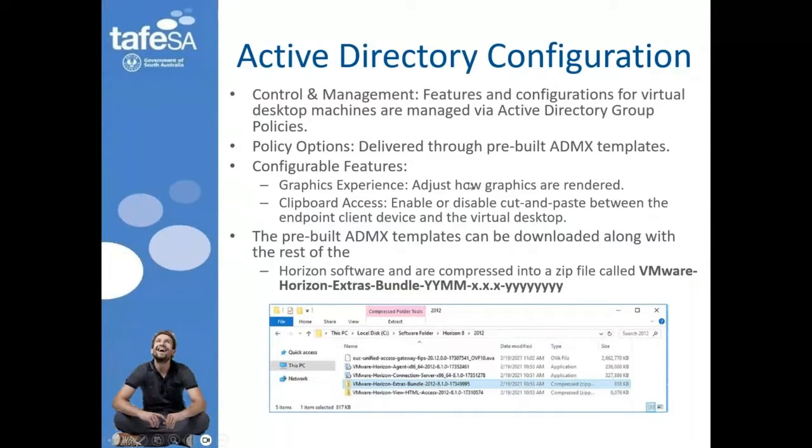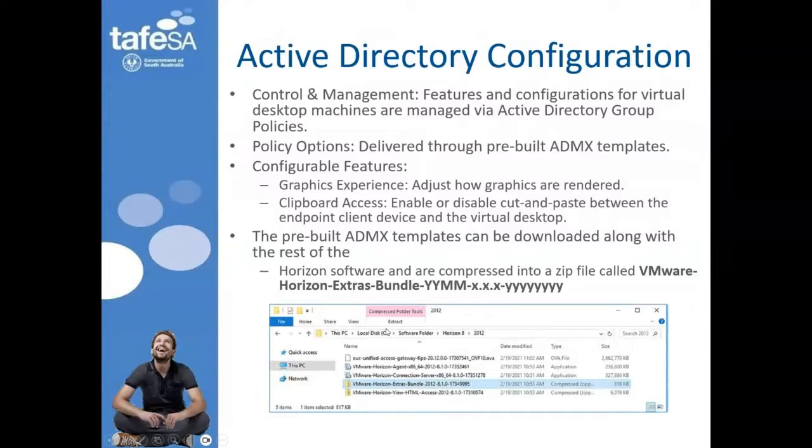The management features and configuration for your virtual desktop machines are managed through the Active Directory group policies. Some policy options we deliver through pre-built ADMX files, or template files. Some of the configurable features, these general areas, include the graphic experience, how the graphics are rendered, and the clipboard. We mentioned how we can copy and paste between the end device and the virtual desktop, and we can enable or disable the cut and paste between endpoint and virtual desktop. The pre-built ADMX templates can be downloaded along with the rest of the Horizon software.